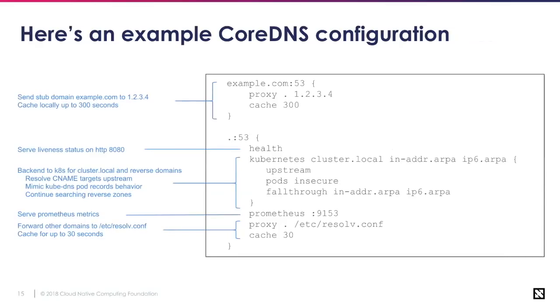Here's an example of a CoreDNS configuration. Trying to keep it short here, so I won't go into all the details. But the bottom section there is pretty much what you'd see in a default install from kubeadm. The top section is an example of what a stub domain looks like. That's basically saying everything that comes in on port 53, for example .com, gets proxied out to 1.2.3.4, and we cache it for 300 seconds. The bottom section shows health monitoring, the kubernetes plugin itself with the default settings, Prometheus, which enables metrics reporting, and then the fall through default forwarding everything else through /etc/resolv.conf. Next slide.